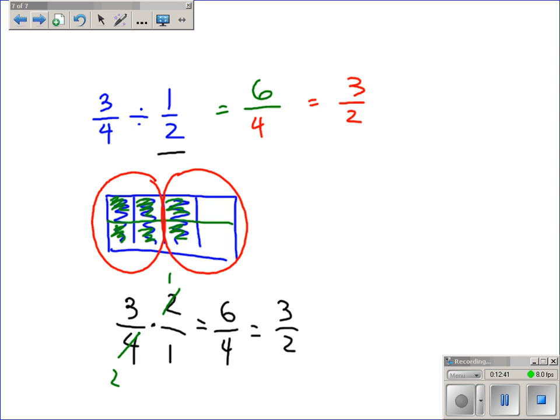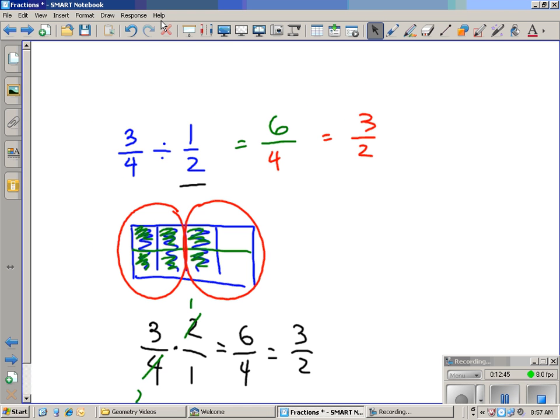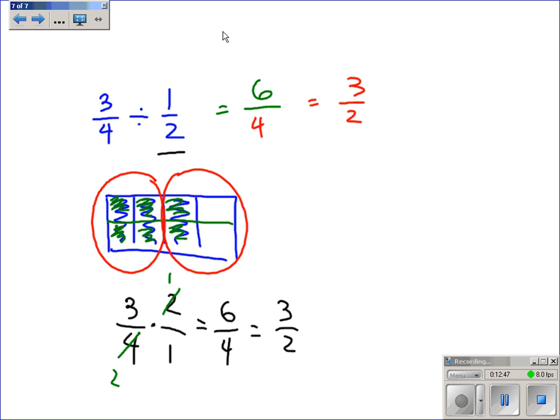Okay, now I hope this has helped. We've talked about fractions. We've talked about what they represent. We've talked about how to add, subtract, multiply, and divide them. And I hope putting that in a context will help you.